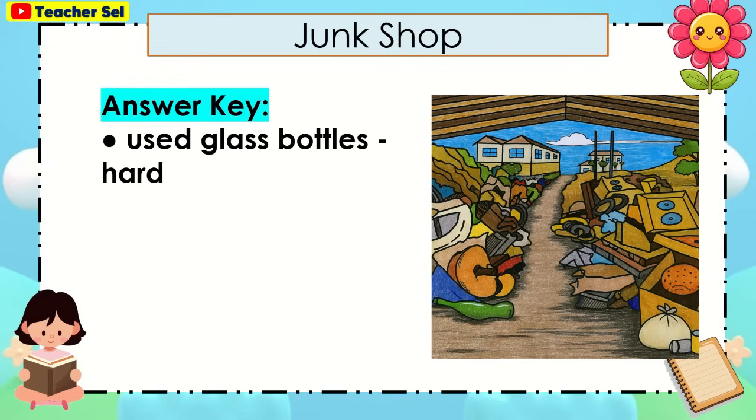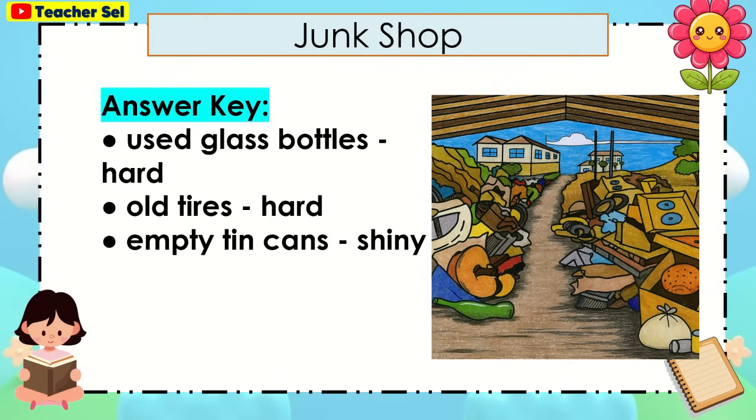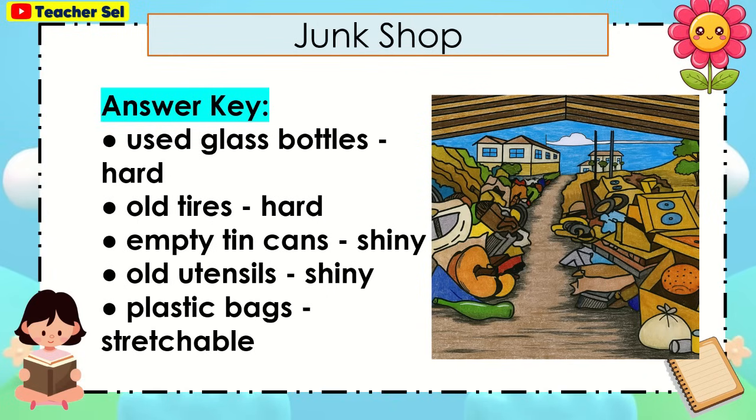Here are the answer keys. Glass bottles, hard. Old tires, hard. Empty tin cans, shiny. Old utensils, shiny. Plastic bags, stretchable.